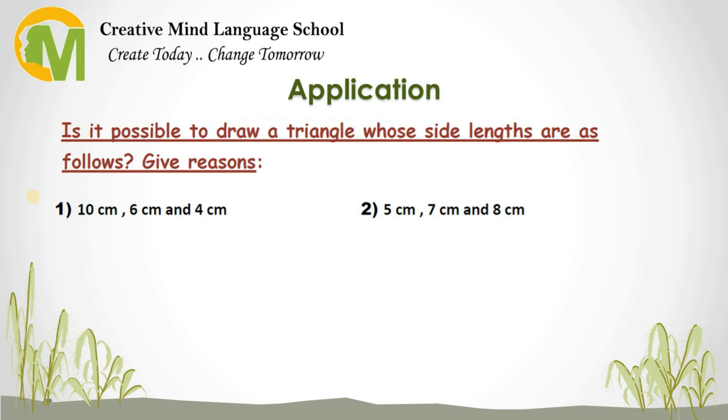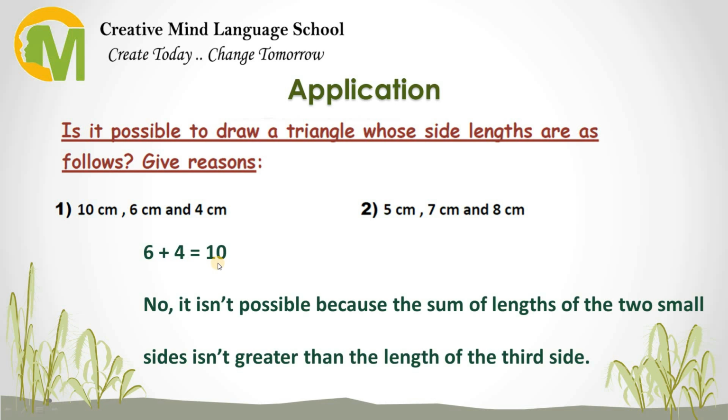Question: is it possible to draw a triangle whose side lengths are as follows? Give reasons. In the first example, we have three sides, 10, 6, and 4. As the hint says, we should sum the two small sides and compare it to the third side. Then 6 plus 4 equals 10, and when the result is compared to the third side, they are equal. So the answer is no, it isn't possible, because the sum of the lengths of the two small sides isn't greater than the length of the third side.